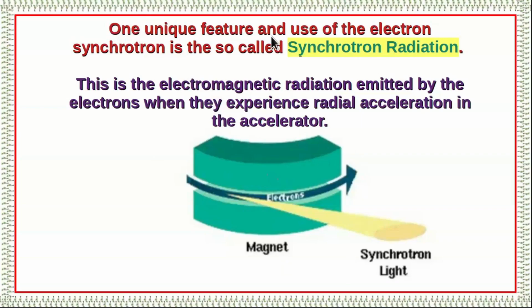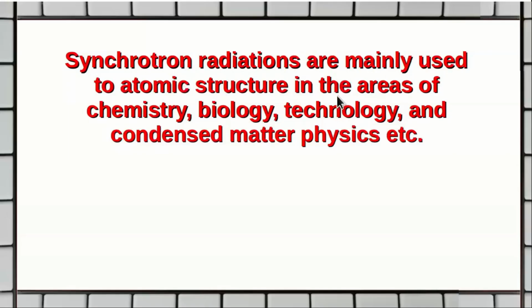There is a unique feature and use of the electron synchrotron, which is the so-called synchrotron radiation. Now what is the synchrotron radiation? This is actually the electromagnetic radiation which is emitted by the accelerated electrons because they experience radial acceleration in the accelerator. So as the electrons are bent along the circular trajectory, the resulting acceleration will ultimately result in the emission of light, and this is called the synchrotron light. These are mainly used to study atomic structure in the areas of chemistry, biology, technology, and condensed matter physics, etc.